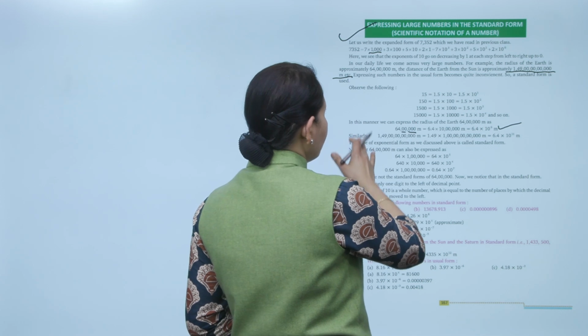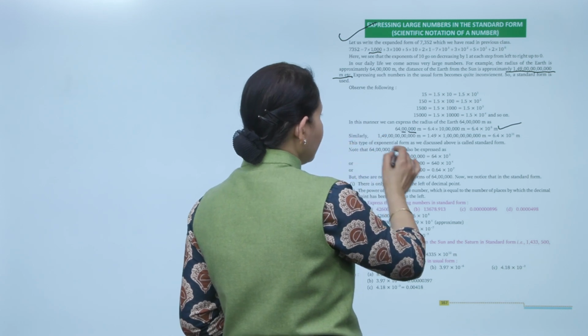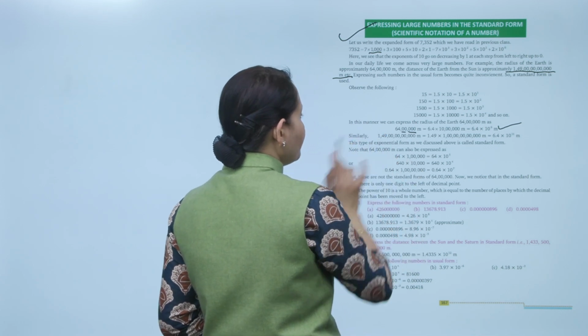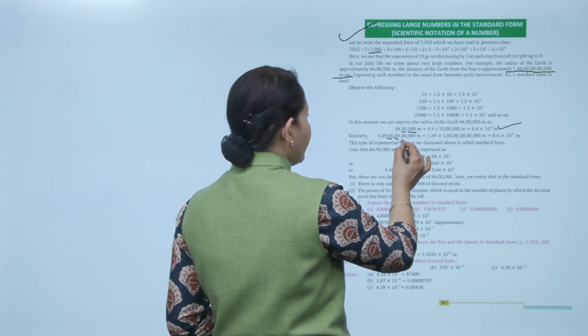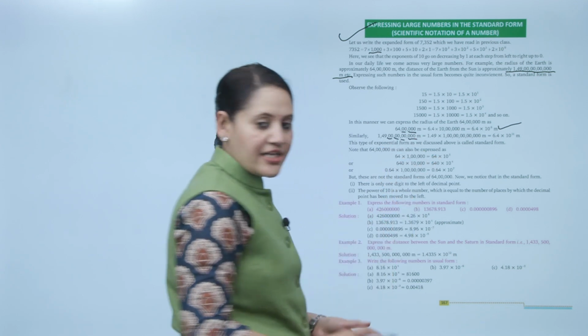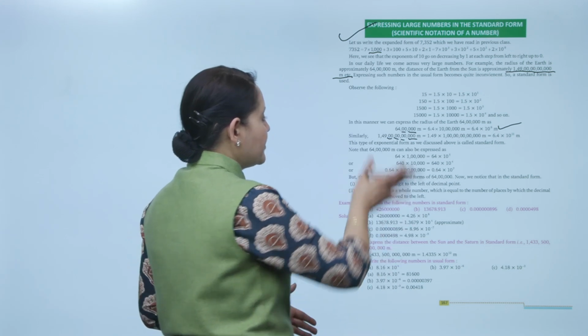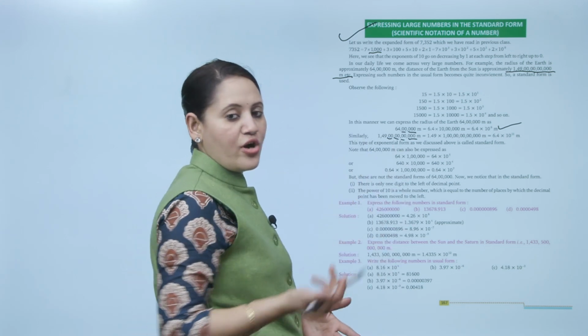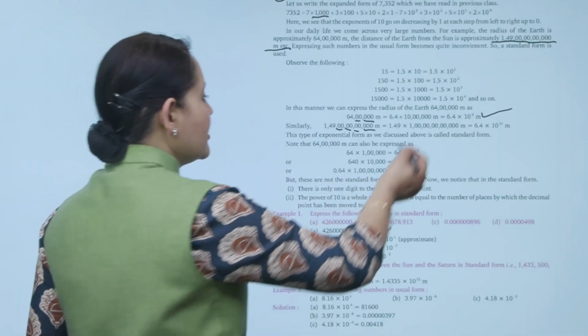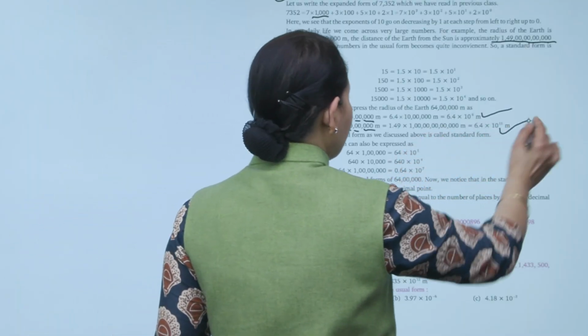Similarly, the distance of the earth from the sun we can express as 1.49. So, how many zeros? 1, 2, 3, 4, 5, 6, 7, 8, 9. Zero is already there, and we have shifted the decimal 2 places here, that means 2 zeros will be added. So that is 6.4 into 10 to the power 11 meter. This type of exponential form, as we discussed above, is called the standard form.